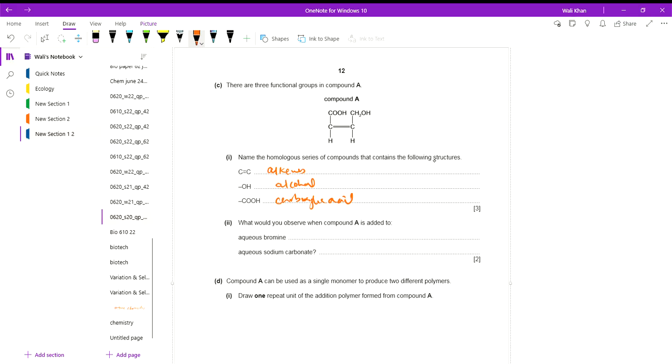What would you observe when compound A is added to aqueous bromine and aqueous sodium carbonate? तो aqueous bromine में जब ये compound A add होगा, so it becomes colourless, ठीक है। Sodium carbonate, so carbonate ions are present. आपको पता है जब carbonate ions present हो तो there is fizzing. Compound A can be used as a single monomer to produce two different polymers. Draw one repeat unit of the addition polymer formed from compound A.